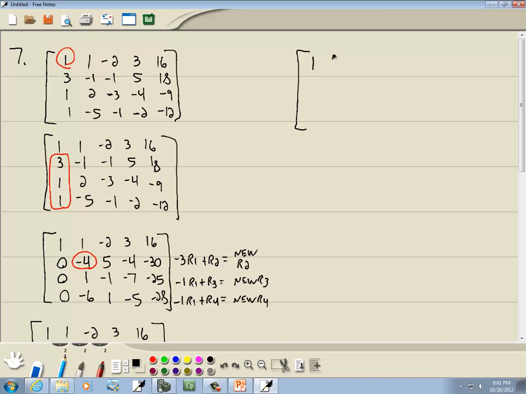So we've got 1, 1, negative 2, 3, 16. Got 0, 1, negative 1, negative 7, negative 25. 0, 0, 1, negative 32, negative 130. 0, 0, 0, 1, 4. And let me double check everything. Okay, that looks good. Okay, so this is REF, by the way. This is row echelon form.